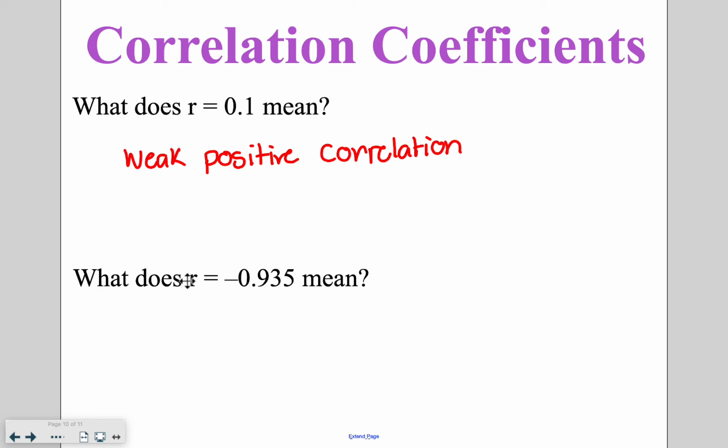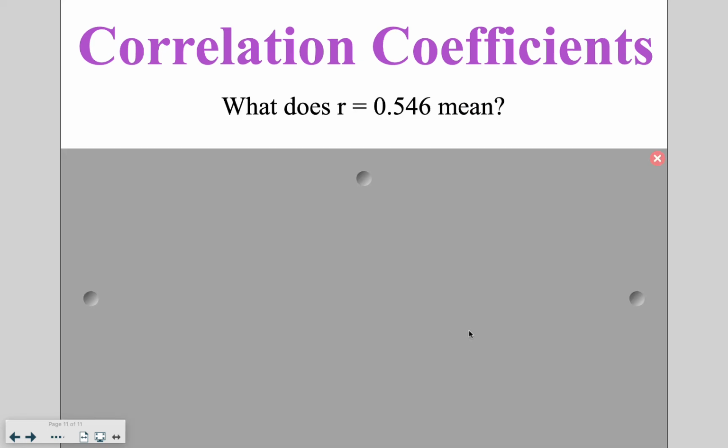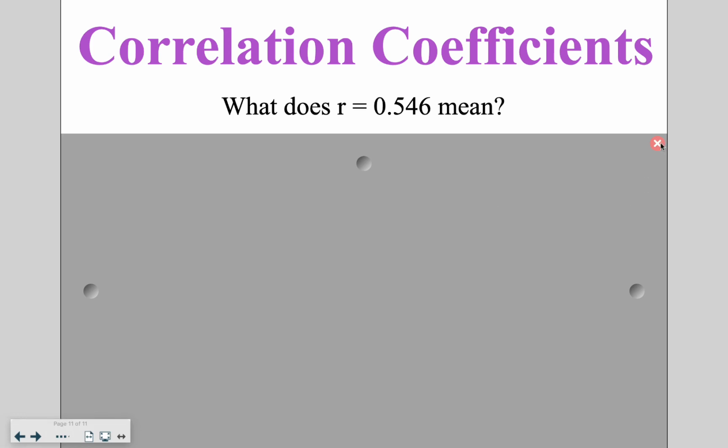On the flip side of that, if we have R of negative 0.935, that's going to be a strong. It is very close to 1.0. So strong, and then it is negative. So I should have said it's very close to negative 1.0, and then correlation. So that means that the data is very, very close to the line that was drawn. Go ahead and interpret this correlation coefficient on your own.